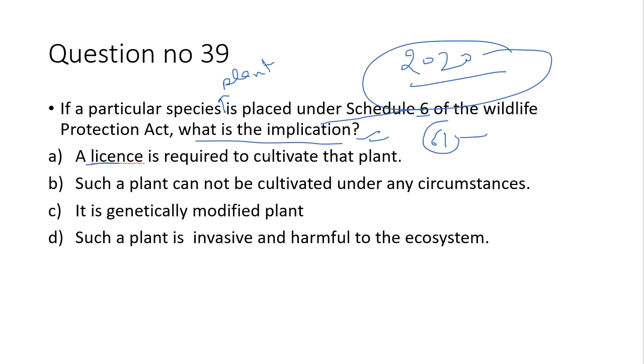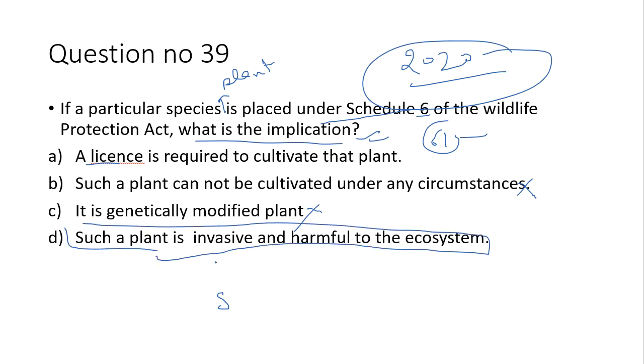A license is required to cultivate the plant. Option number 1: such a plant cannot be cultivated under any circumstance. This statement is wrong. It is a genetically modified plant. This is also wrong. Such a plant is invasive and harmful. See, generally the permission is not granted to plants which are invasive and harmful to the environment and the local ecology. But in actual, Schedule 6 does not directly talk about this line, right?